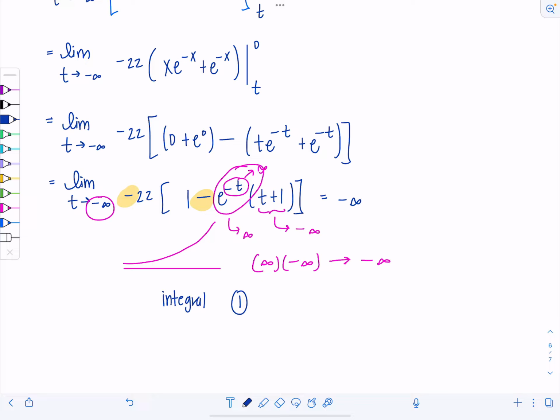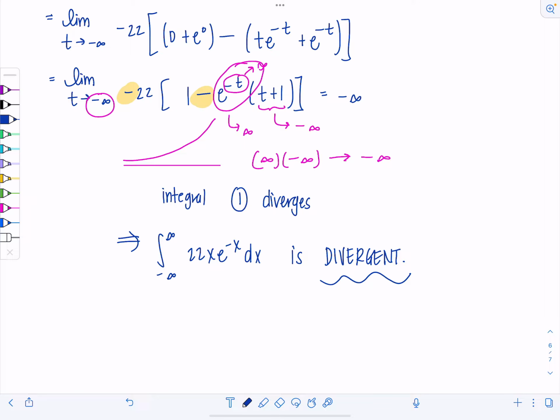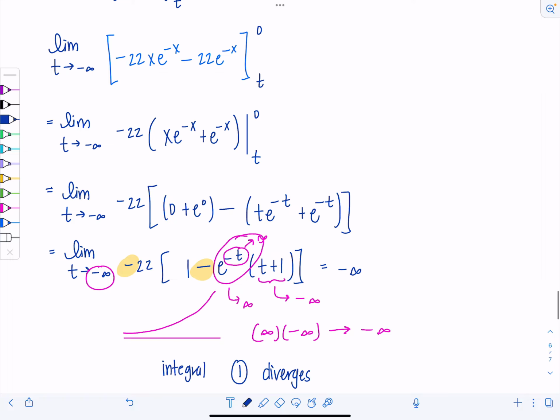diverges. And what does that mean for us? That the original, the OG integral, where was it? From negative infinity to infinity, 22x e to the negative x dx is divergent. Now we were kind of unlucky. If we had decided to just evaluate integral 1 first and gotten that it was divergent, then we could just finish the problem and not even waste our time doing integral number 2. But just so you know, when you're working examples, both of those integrals must be convergent for the original problem to be convergent.